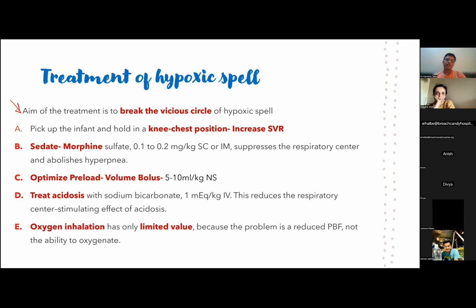Or if you are in the ICU and you have some lines, or you have already put in a peripheral venous line, send a sample and treat accordingly when we receive the gas. This will reduce the respiratory center stimulating effects of acidosis. Many books mention giving oxygen, which will reduce the pulmonary vascular resistance. But if you are unable to break the cycle, there will be hardly any blood going to the pulmonary circuits. Giving oxygen is of limited value here.